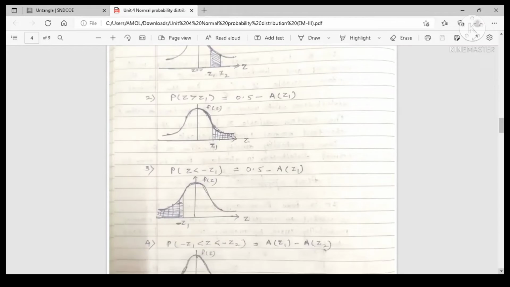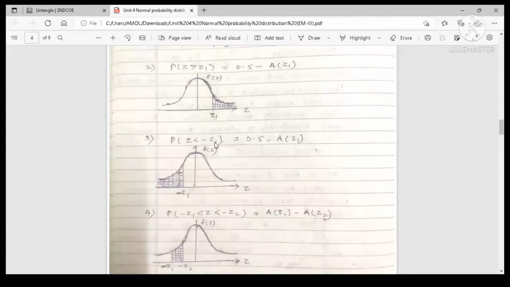Now the third one is when Z is less than minus Z1. Means when your Z1 is negative, minus Z1, then it will be on the LHS side. This is the line for minus Z1, and we want Z less than minus Z1. This is the shaded portion. We want the probability of this shaded portion because Z is less than minus Z1.